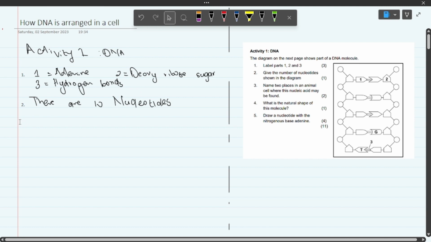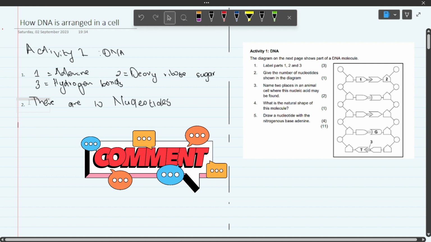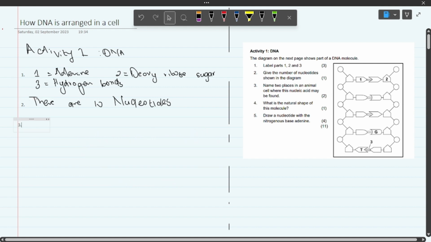So number 3. Question number 3 says, name 2 places in an animal cell where this nucleic acid can be found. Right. So apart from what I've told you before, that a nucleic acid is found in the nucleus, there are multiple places that the nucleic acid is found. Basically, it is found in the nucleus.